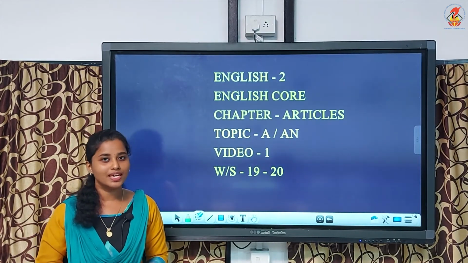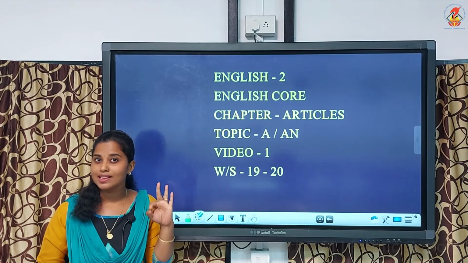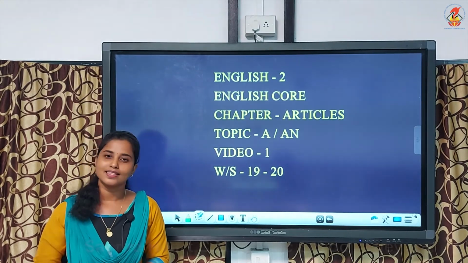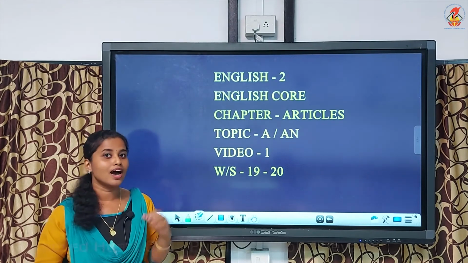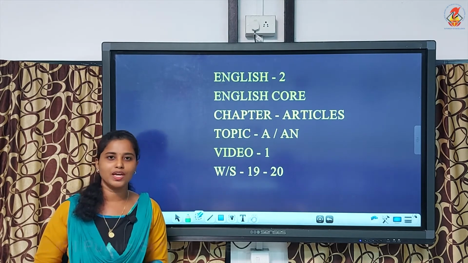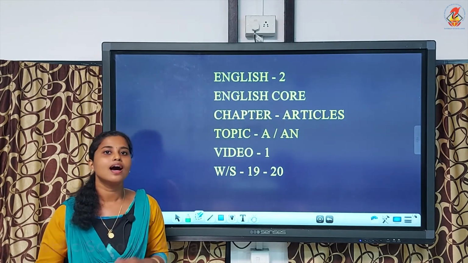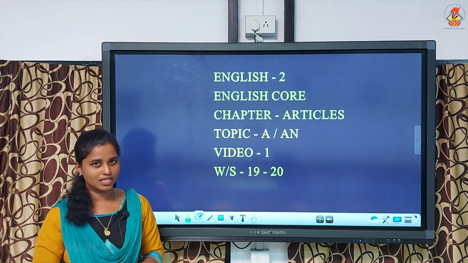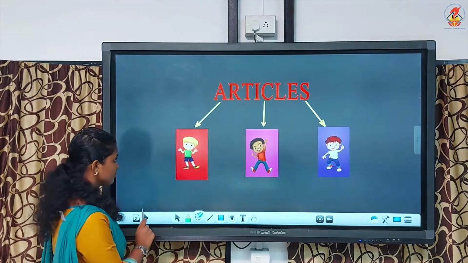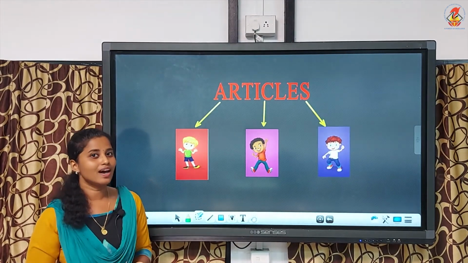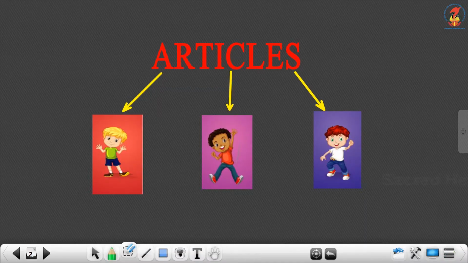Today I am going to introduce the three brothers. You will be thinking who all are those brothers, right? They are none other than the article brothers. So children, today we are going to learn about articles from your English core worksheet. And they are the three article brothers and they have names.